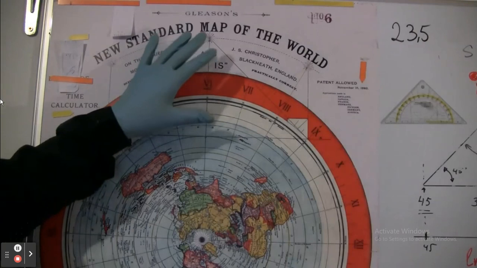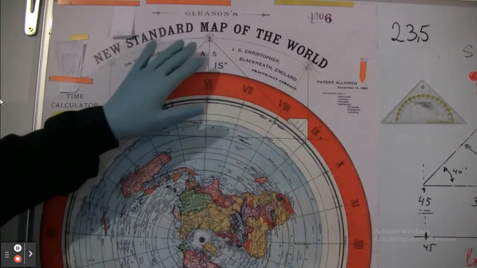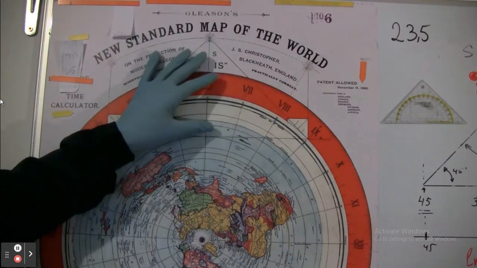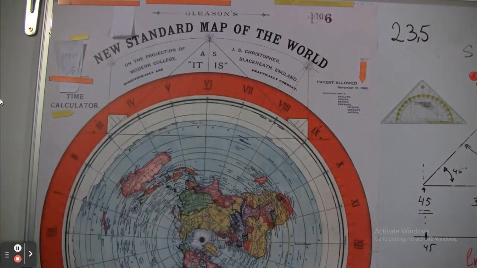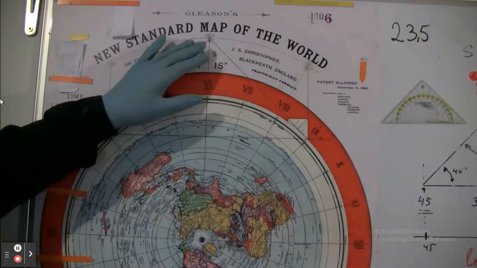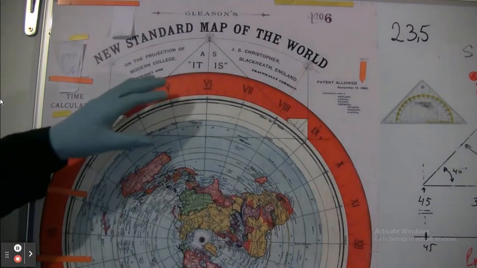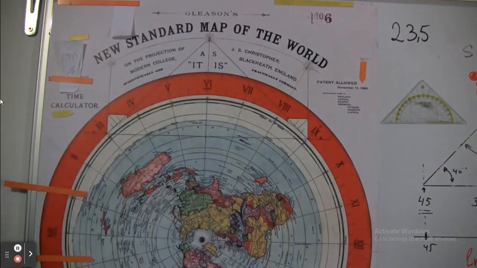This is one of the most important things of the Gleason's map, the sun, and is also one of the most important things a flat earther should know. The sun is one of the most important things in life, and it's one of the most important things on this map.